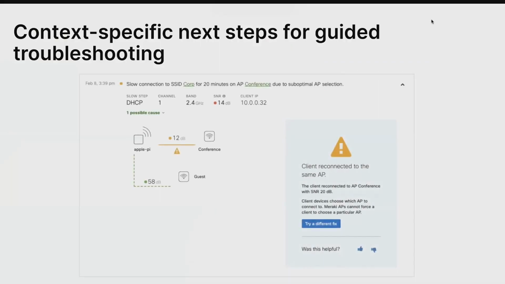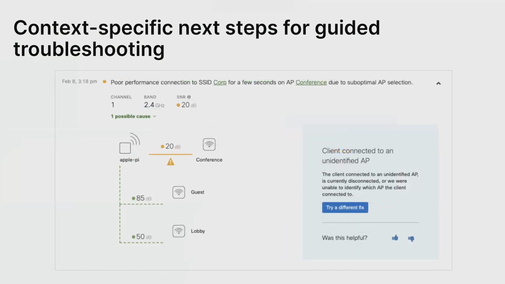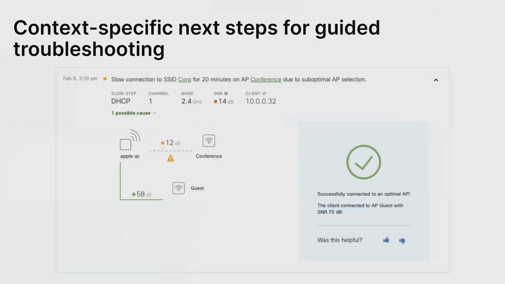So as I mentioned, this is the same case that we saw in the video where the client reconnected to the same AP. But what if the client connected to a completely different AP? Then there's a different fix, or there's a different flow for that, and we show you that as well. Versus if it connects to an optimal AP and it moves from there.